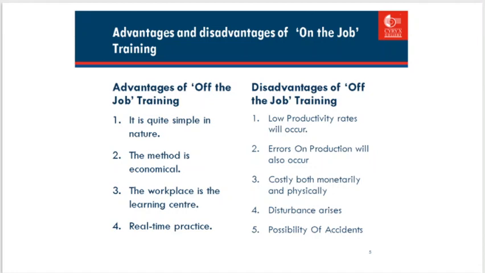Second, errors on production will also occur, since the concerned employees are not mixed up with any of the company's day-to-day production activities. There will be a huge possibility of the occurrence of errors on the overall production activities. On the other hand, the goods that were produced by skilled trainers will be of a qualitative nature. Third, costly both monetarily and physically.